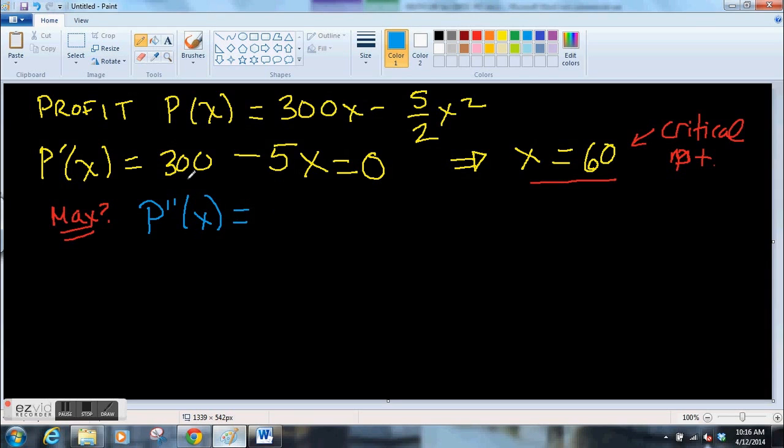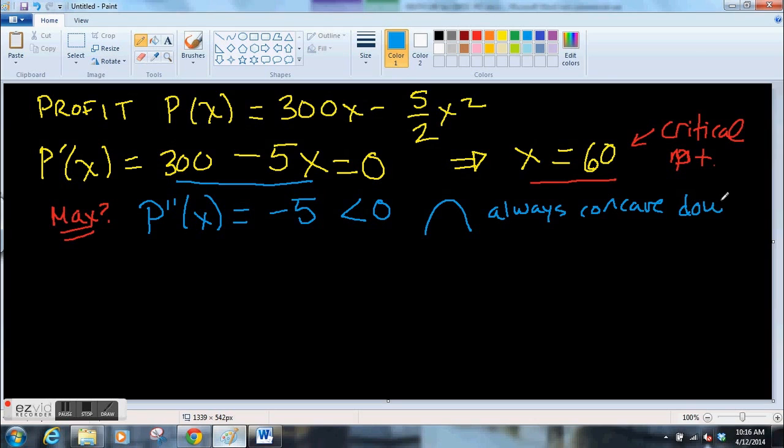Why would we do that, Kate? I'll show you. The second derivative, so take the derivative of this piece, 300 minus 5x, is minus 5. I did that because that's an easy derivative for me to take, and you'll notice that's always less than 0. So that means we have a function that is always concave down. So if you were trying to prove your work here, you could use this proof. It's always concave down, which means 60 must be the maximum. I think that's the fastest way.